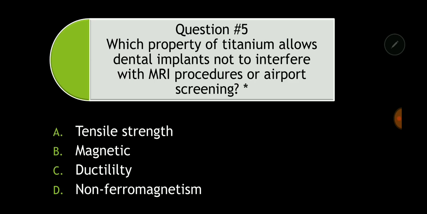So non-ferromagnetism is the one which allows people with implants to have MRI or go to the airport without ringing bells. And for sure, if you're going to place implants, the patient, the first time, is going to ask you that question because they are worried about that. So you have to explain. Implants are non-ferromagnetic, so our answer here is D.